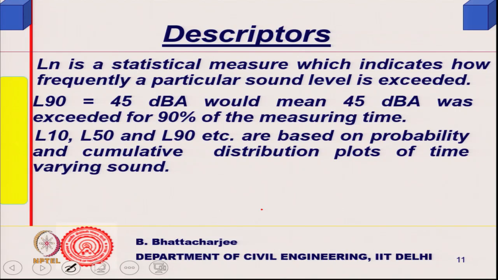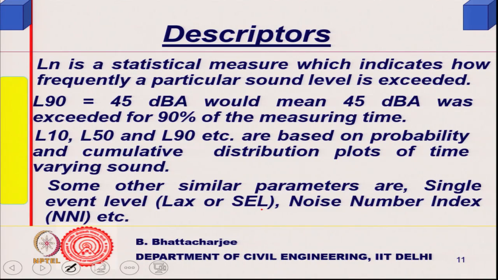L10, L50, L90, etcetera, are based on probability and cumulative distribution plot of time varying sound. So that is what a percentile noise level is. Some other similar parameters are single event level and noise number index; there are many of them depending upon the type of noise you deal with. I think we need not go into all details, otherwise we will have to spend a lot of time on the noise itself. So that's what it is.